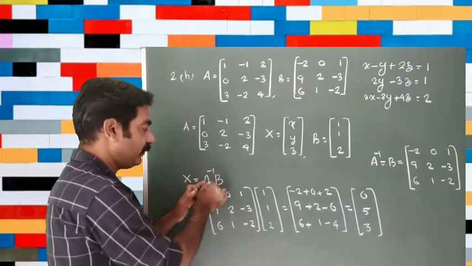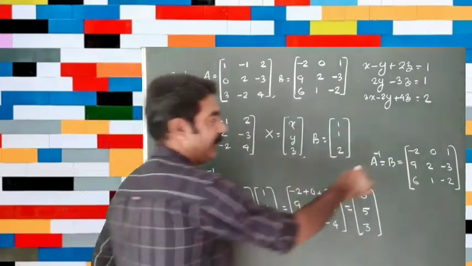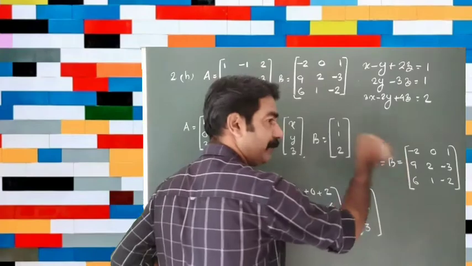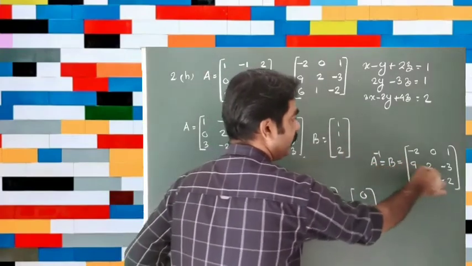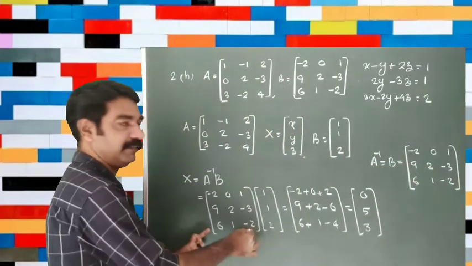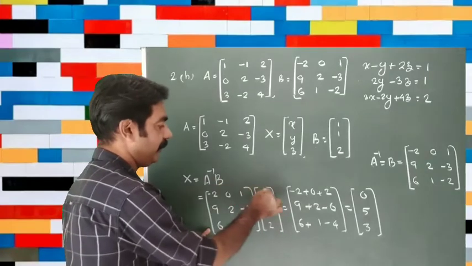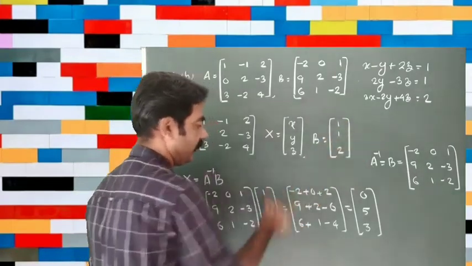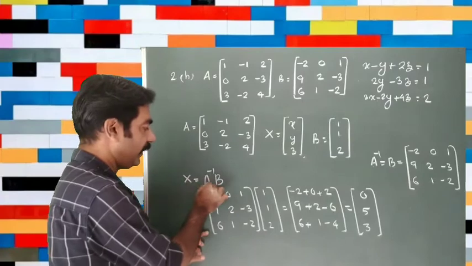The A inverse is already found. We already proved that A inverse is equal to B, so we take that matrix. What is B? B is the matrix 1, 1, 2. So X is equal to A inverse into B.